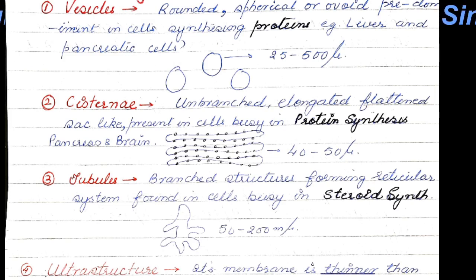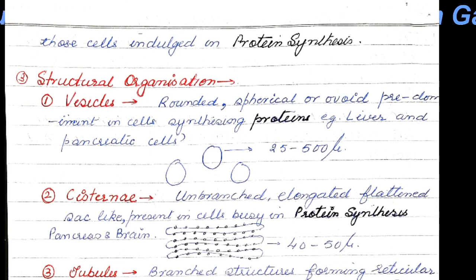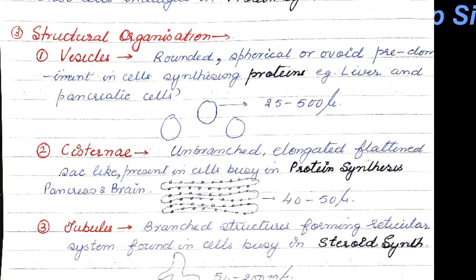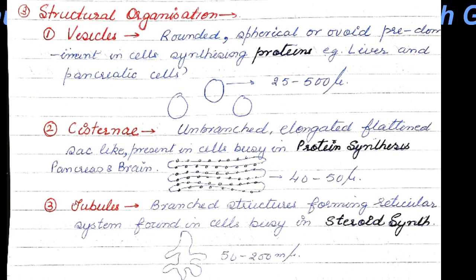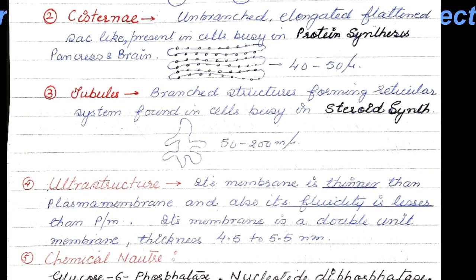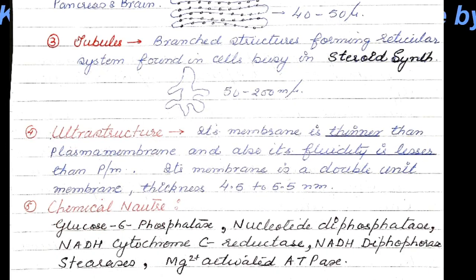So these are the three structures: vesicles, which are rounded, spherical, or ovoid; cisternae, which are elongated, flattened sacs present in cells busy in protein synthesis, whereas tubules are found in cells which are majorly involved in steroid synthesis. Come to the ultrastructure of the endoplasmic reticulum.